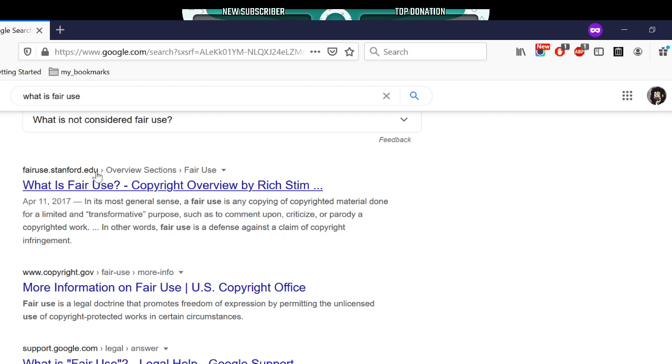fairuse.stanford.edu seems like it would be a reputable place to read. But copyright.gov is probably better, because that seems like it would be the source, so to speak, rather than an interpretation. And one of the things that I really emphasize going through these kind of fact-finding sessions is how do we find the source of the information we're looking for rather than people's interpretations. So I'm going to check out this link from the U.S. Copyright Office and see what it can tell us.